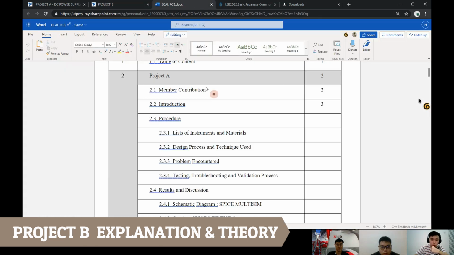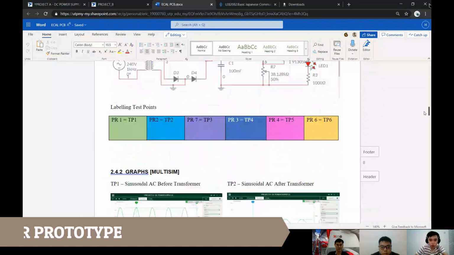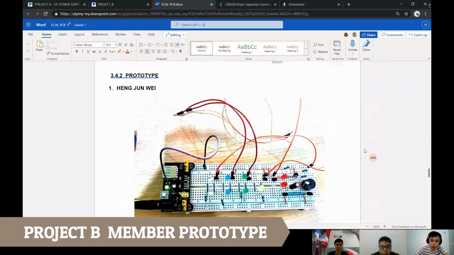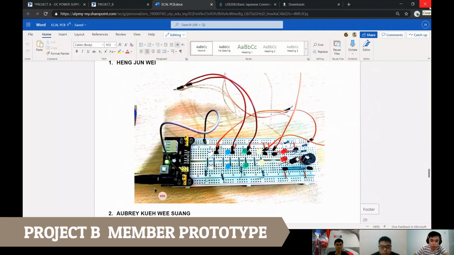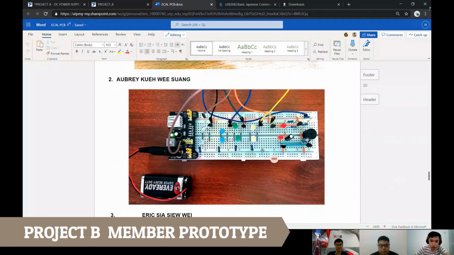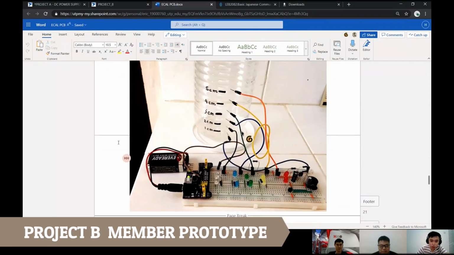So for the result, we have taken a few videos and a lot of pictures. So this is what our circuit looks like in real life. And that's my circuit. Yeah, and let's go to Eric's.